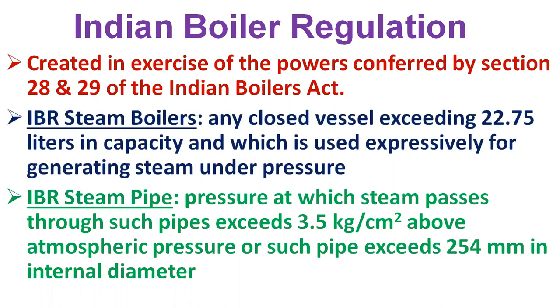Next one is IBR steam pipe, which means any pipe through which steam passes from a boiler to a prime mover or other user or both, if the pressure at which steam passes through such pipes exceeds 3.5 kg force per square centimeter above atmospheric pressure, or such pipe exceeds 254 millimeters in internal diameter, and includes in either case any connected fitting of a steam pipe.